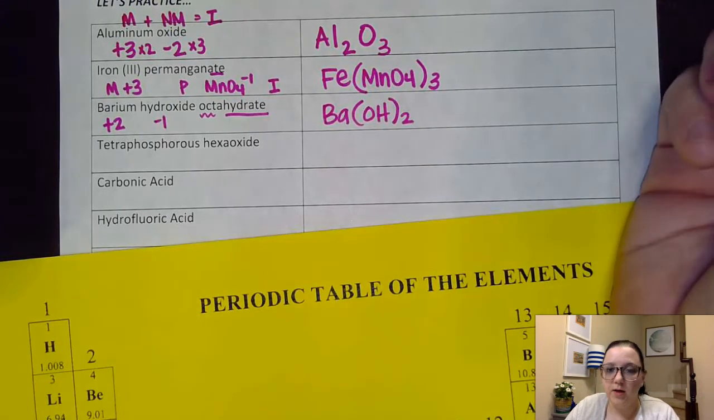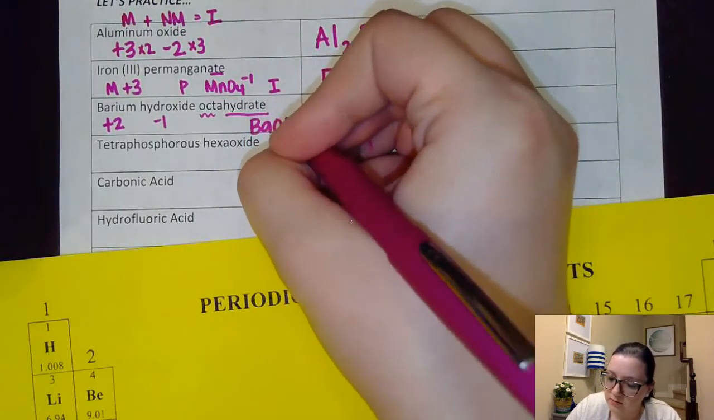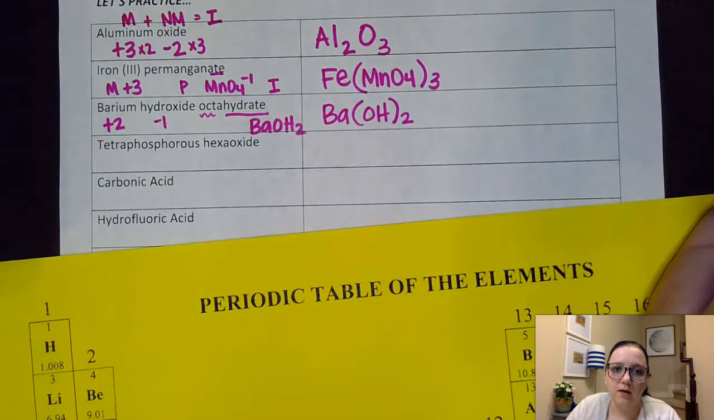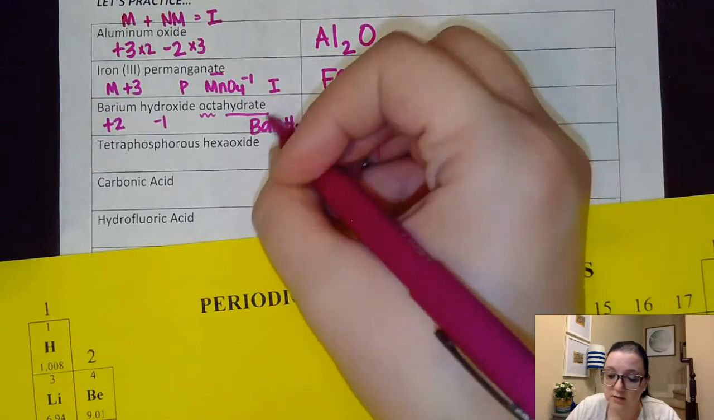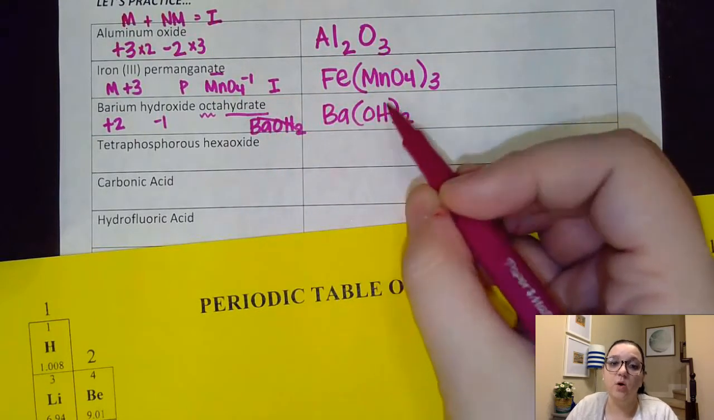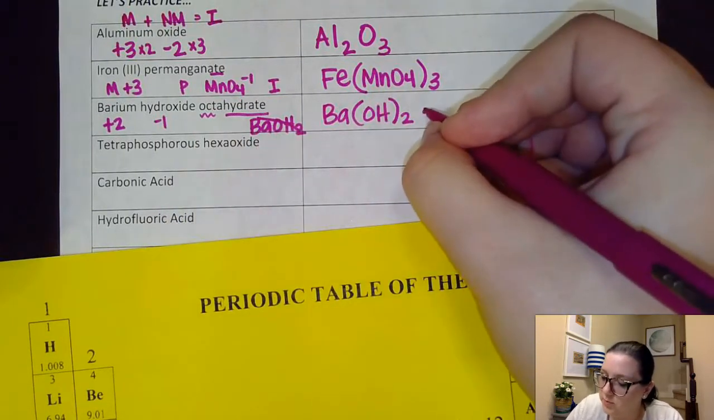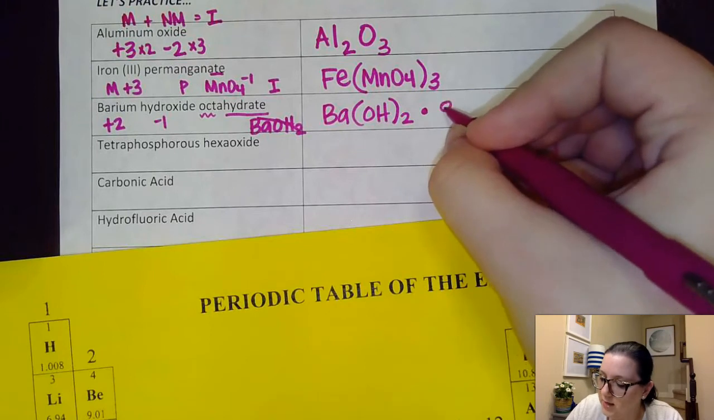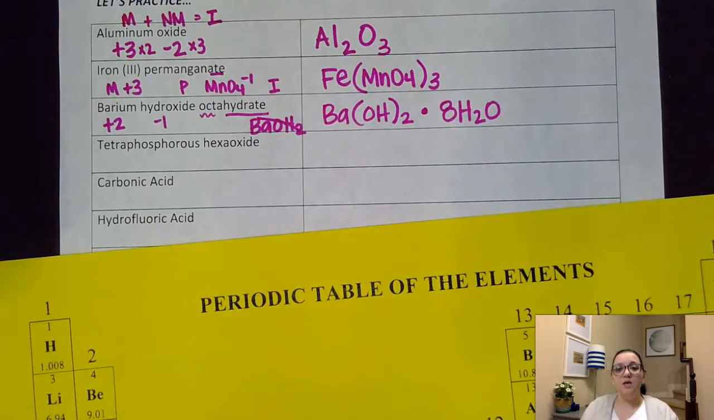Ba(OH)2. By the way, a big mistake I see people make all the time is they write this and think that that's okay. Be careful there because that 2 is only applying to the H and not applying to the oxygen. So that is bad. You want to make sure you're applying that 2 to the whole entire polyatomic ion. Now, to address the octahydrate, what you do is you put a dot and then you put 8 H2O. That shows that there's 8 waters that are trapped within the crystal structure of the ionic compound.